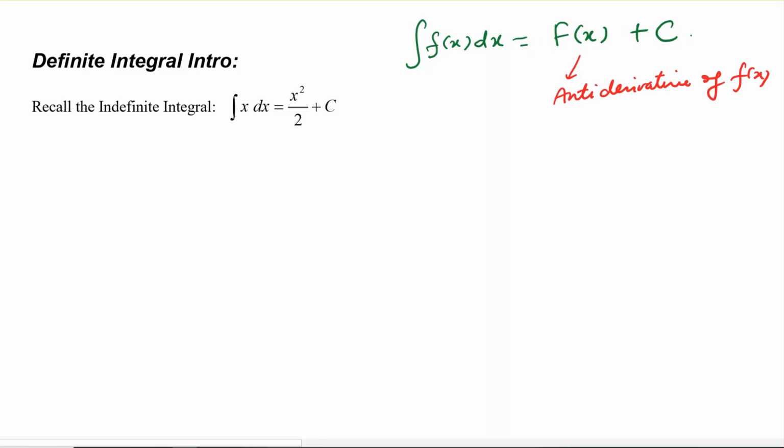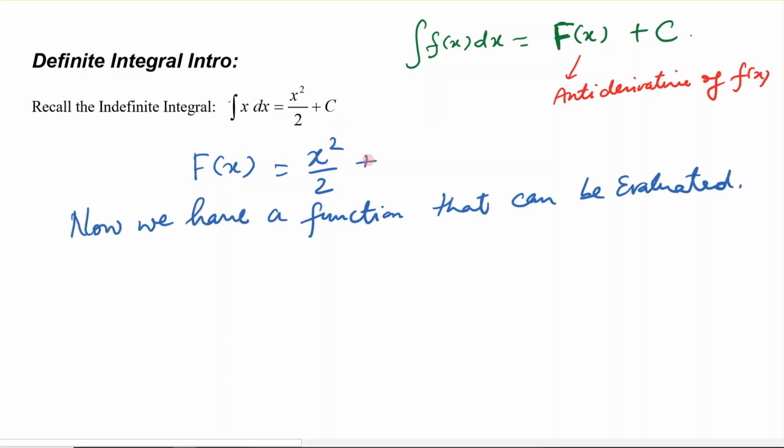By convention, capital F(x) represents the antiderivative. Now if we have the integral of x dx equal to x squared over 2 plus c, and we compare, we say that the antiderivative in this case is x squared over 2. Now we have a function that we can evaluate at different values. For example, if we want the value of F(5), it would be 5 squared over 2 plus some constant.